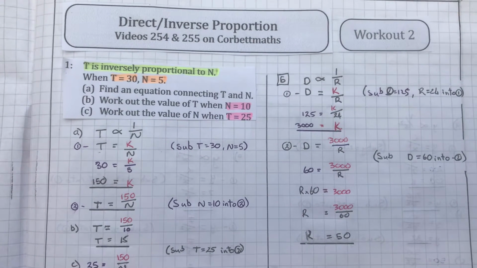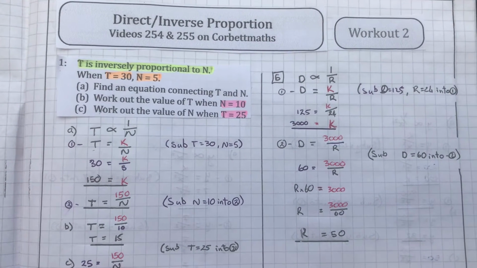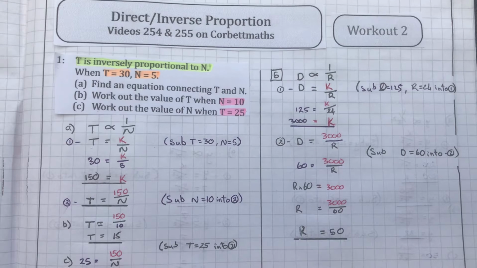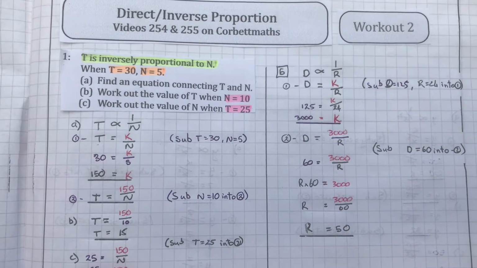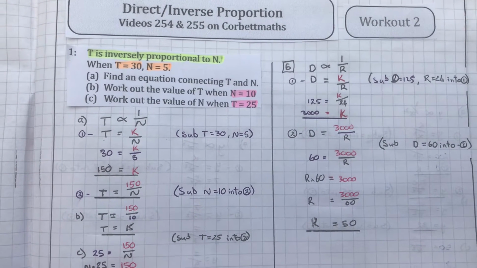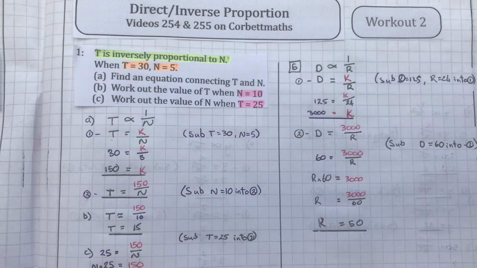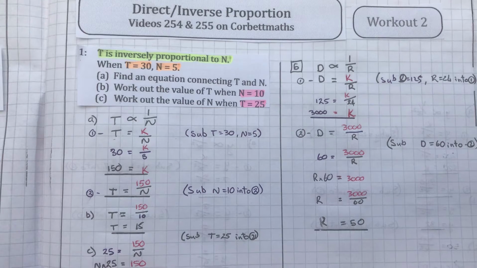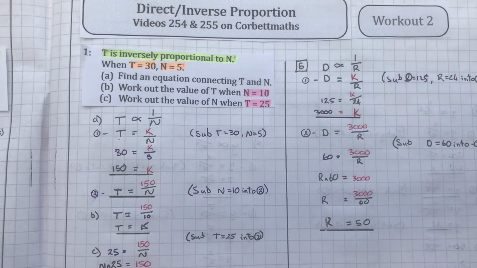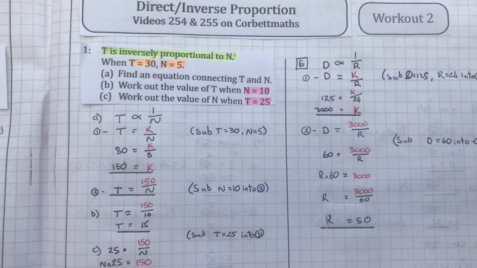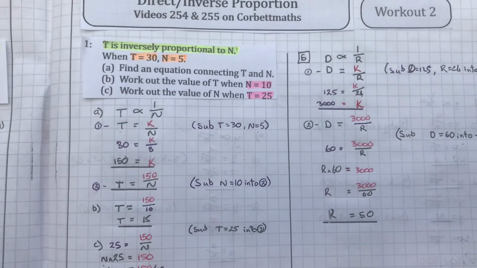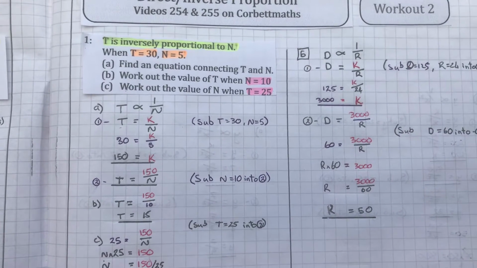So if I look for the first part there to write an equation connecting t and n, t is inversely proportional to n, so I write t is proportional to 1 over n. That's inversely. I can now change that so that it becomes t equals k over n, where k is my constant.